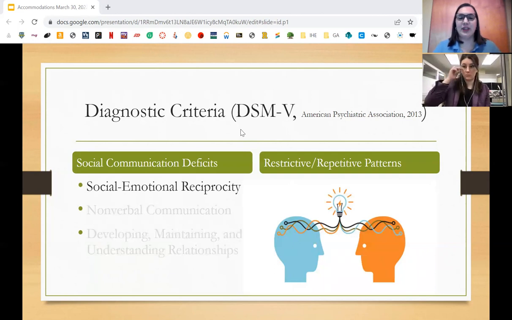The basic idea of social emotional reciprocity is that someone has difficulty with the back and forths of conversation, responding to social cues, whether that's verbal or nonverbal, and connecting through speech or nonverbal communication or body language, all of those other ways that we reciprocate. It's kind of the give and take of the conversation. Those can show up in different ways.